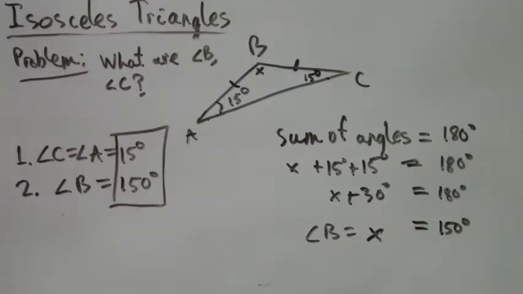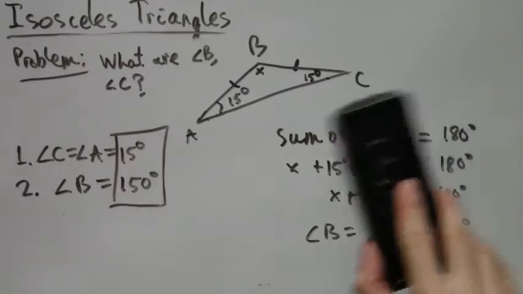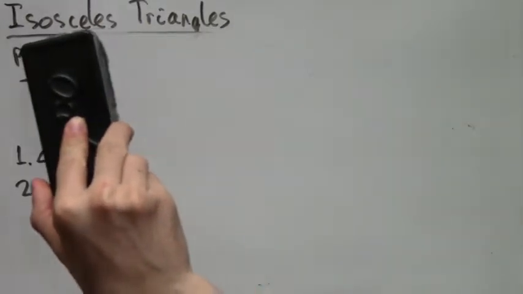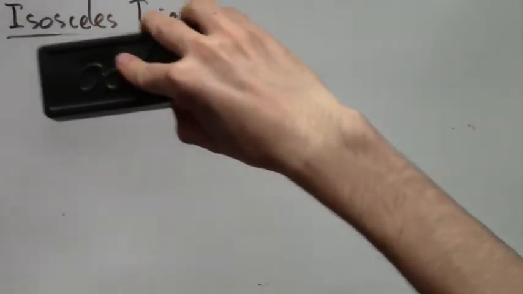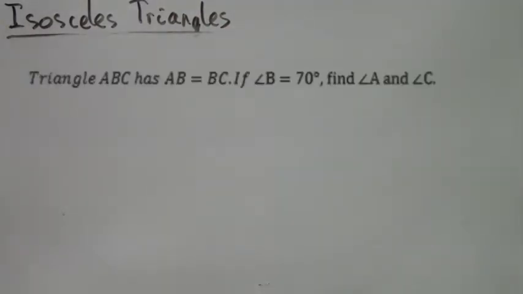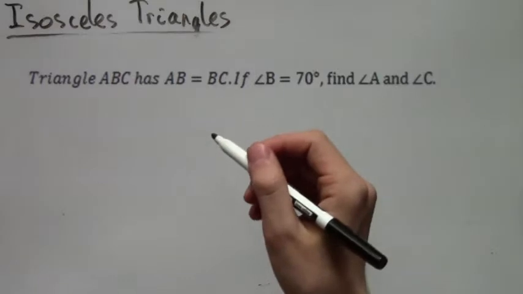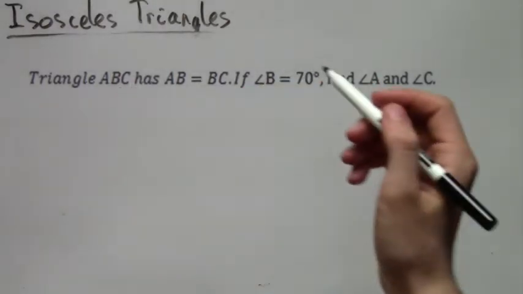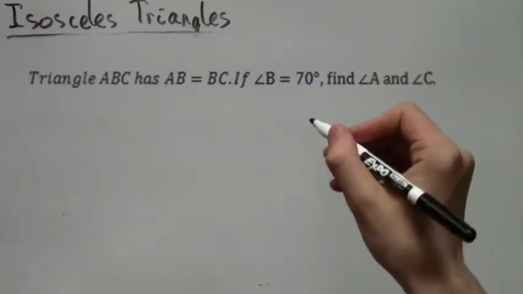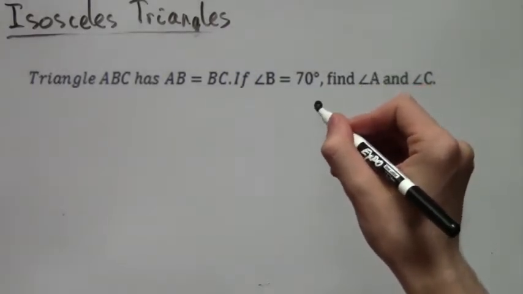So now let's do another sample problem just to make sure I've got this down. And so this time it's a word problem. We have a triangle ABC, and we have AB equals BC. And we're given one of these angles, that's angle B. We have to find the other two. So first, let's make a drawing.